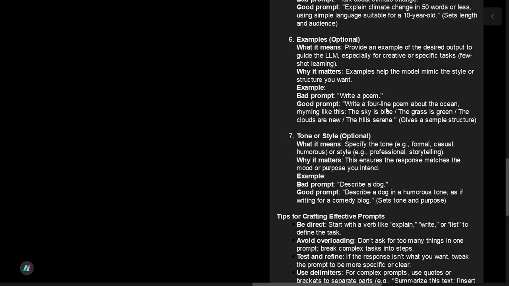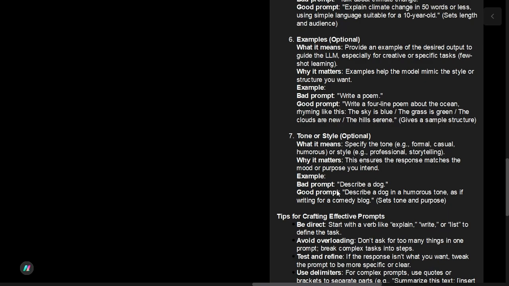So you're giving an example, and using this particular example, our LLM can actually generate another 4-line poem about the ocean. So these are the examples. Then a very important thing is the tone or style. You can always specify the tone, for example formal, casual, or we can simply use a style like professional or storytelling.